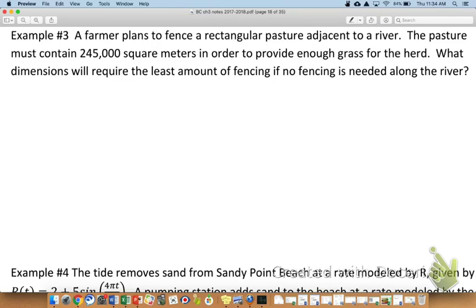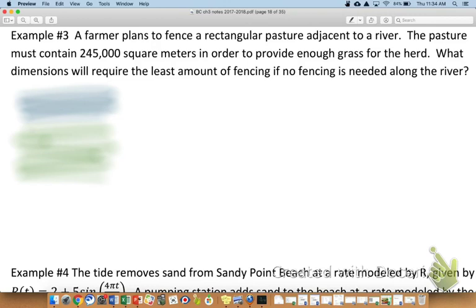What dimensions will require the least amount of fencing if no fencing is needed along the river? A picture is nice, right? If I was going to do this one and I'd never seen it before, I might be tempted to draw the river over here and the pasture over here, like so.